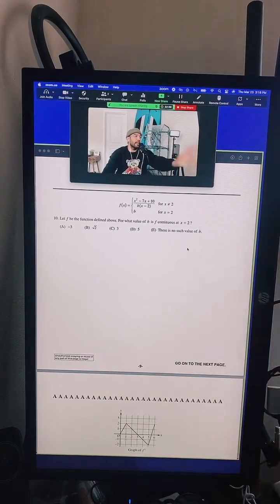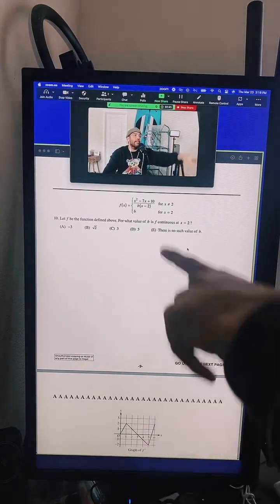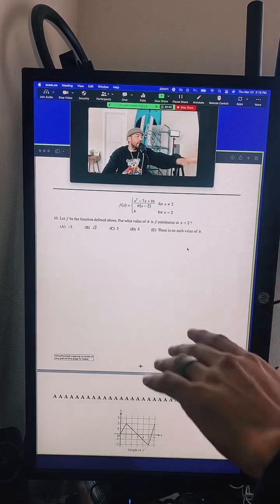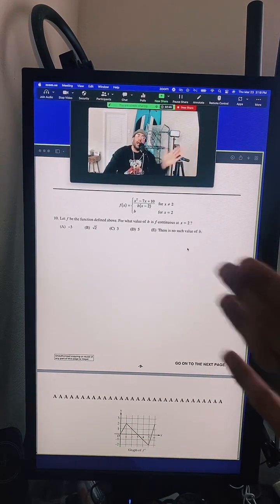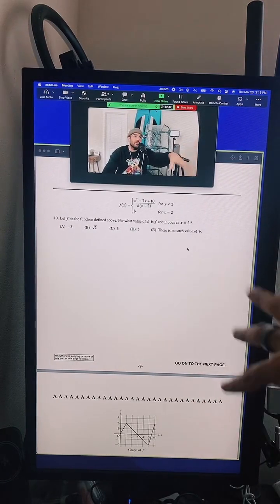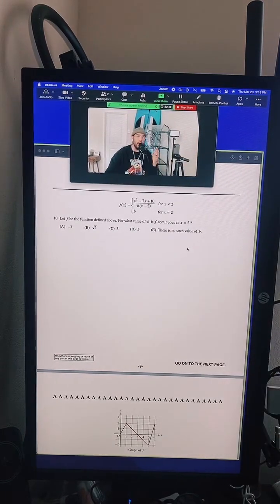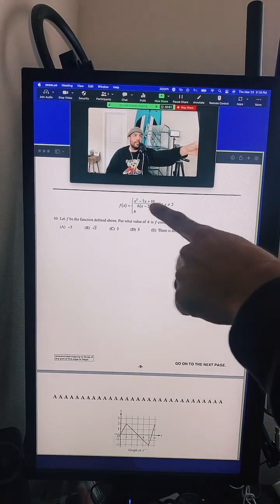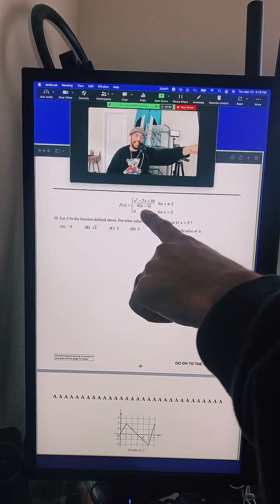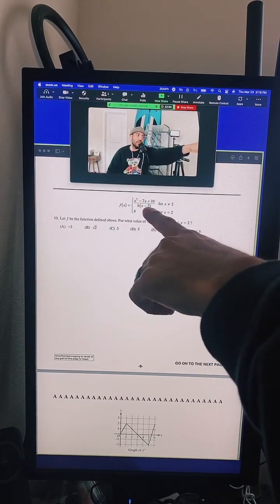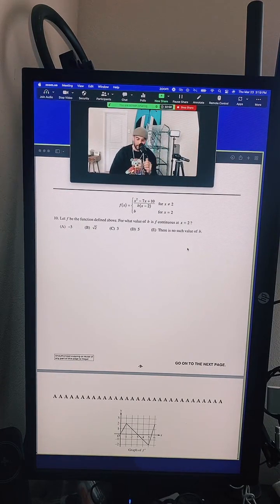Number 10, let f of x be the function from above, and they want the value of b so the function is continuous at 2. Love this because they give you a piecewise function. They're saying it has to be continuous at 2. First thing we're going to do, if you notice the top, the x minus 2 can easily cancel out, or it's going to make the function undefined. However, we can factor out the top a little bit.